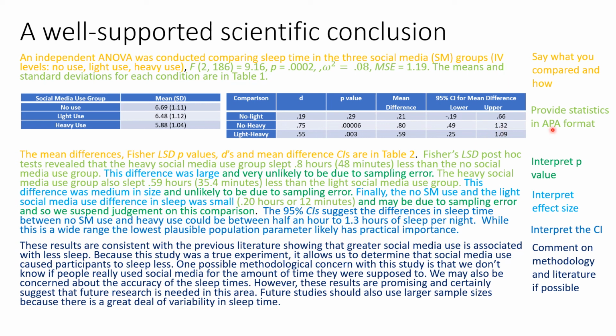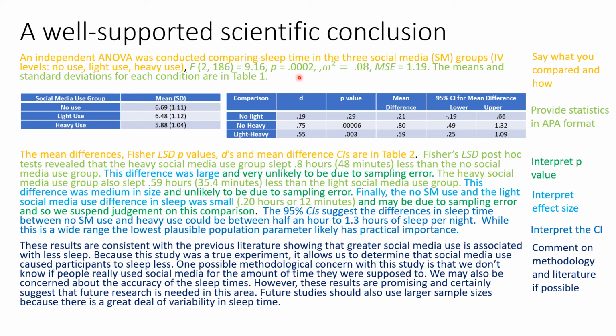Then you need to talk about the statistics and provide them in APA format, so you know that F is the symbol for ANOVA. You have two different values for the degrees of freedom. The first one is the number of groups you had minus 1, so that's 2. The next one is the number of people you had in the study minus the number of groups. So you had 63 people per group, so you multiply 63 times 3, and then you would subtract from that the number of groups, which was 3, and that's how you would get 186.